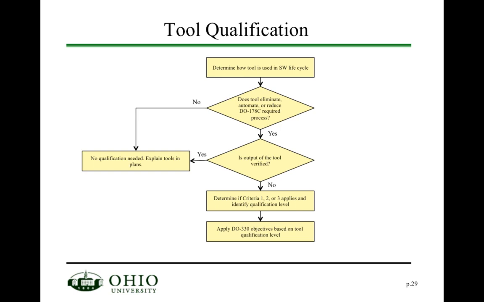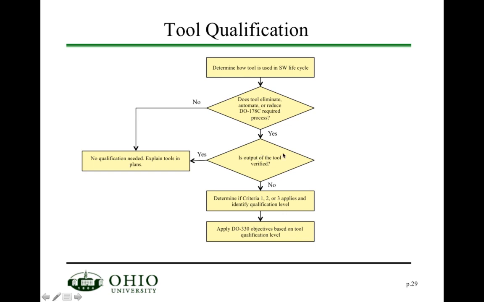Now, your question is going to be, when do we do tool qualification? You have to follow this particular flow chart for that. First of all, you check, okay, this tool that I have, where am I going to use this in my software lifecycle? The next question is, does this tool eliminate, automate, or reduce any processes in DO-178C? In other words, am I going to have one objective where we use this tool to reduce, automate or even eliminate it? If it doesn't, there's no qualification needed.